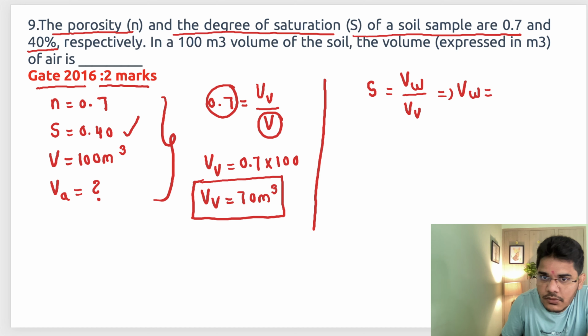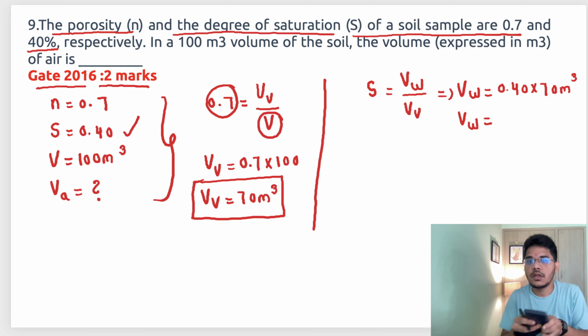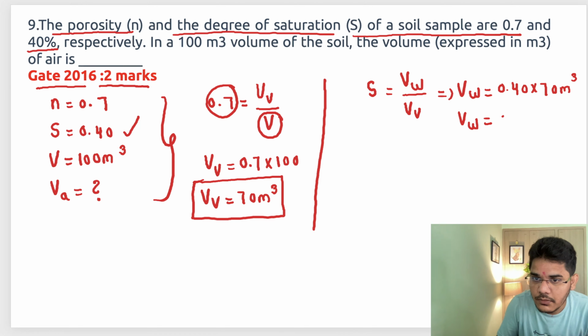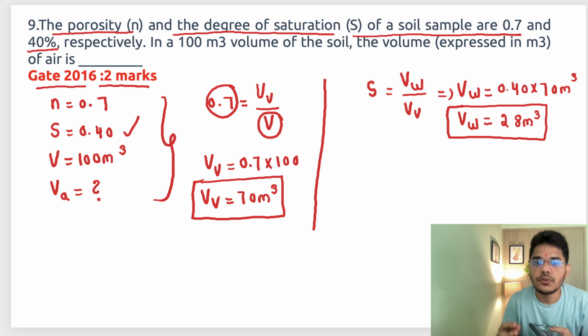Volume of water is equal to degree of saturation, 0.40, into volume of voids, which is 70 meter cube. From here volume of water is equal to 0.40 into 70, that is 28 meter cube. So we have the volume of voids and the volume of water, so volume of air can be calculated.